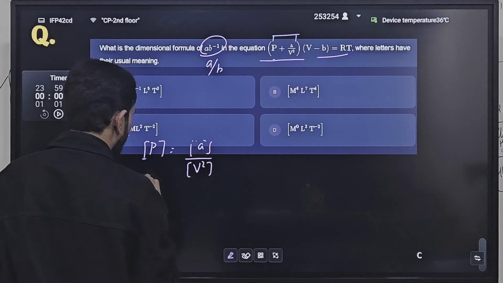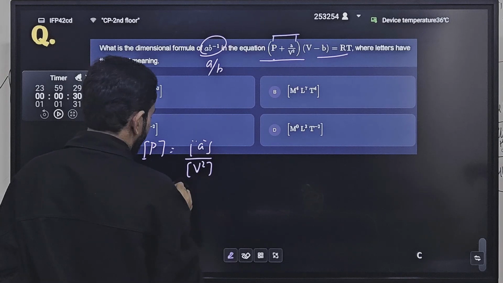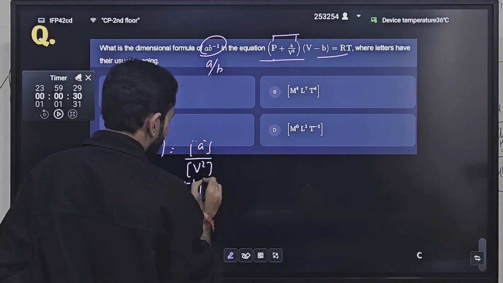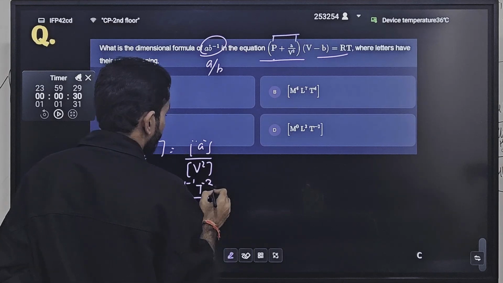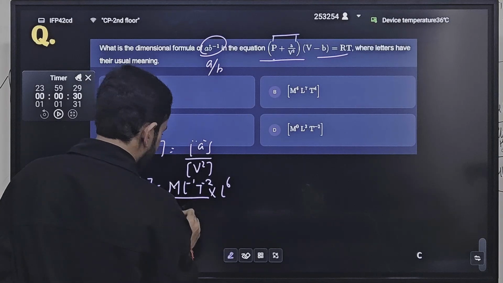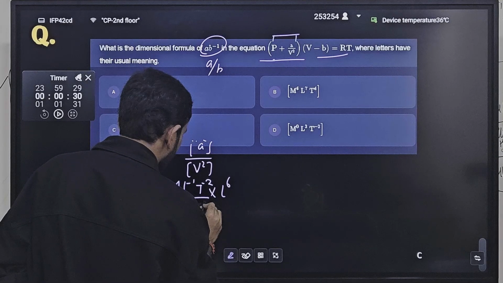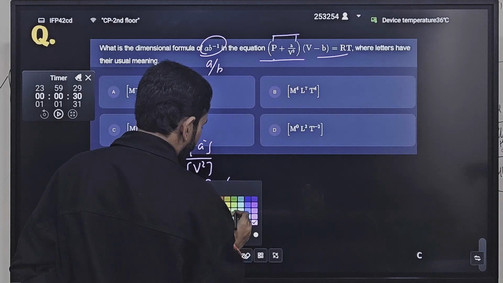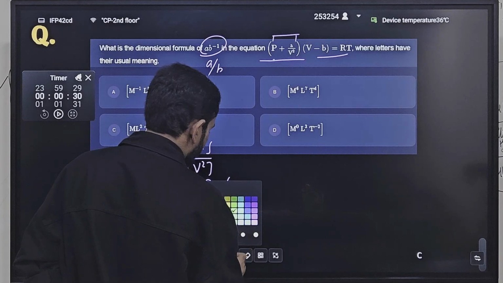That means what can you say about the dimension of A? Dimension of A is pressure, M L minus 1 T minus 2, multiplied by V square. V square means L power 6. That is what you can say: M L power 5 T minus 2. This is about A. Now check what you can write for B.